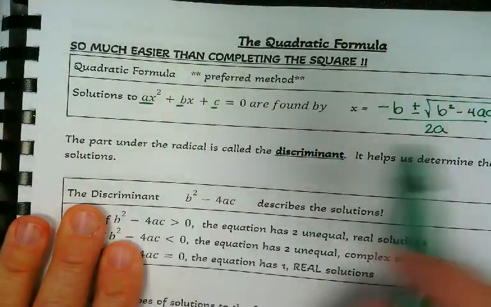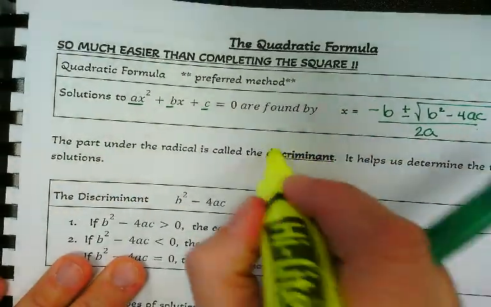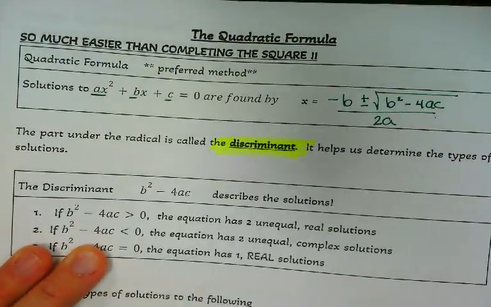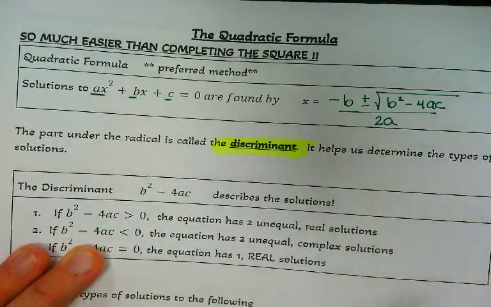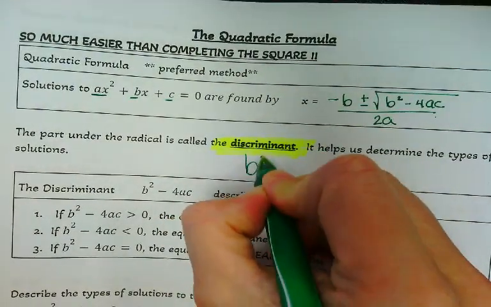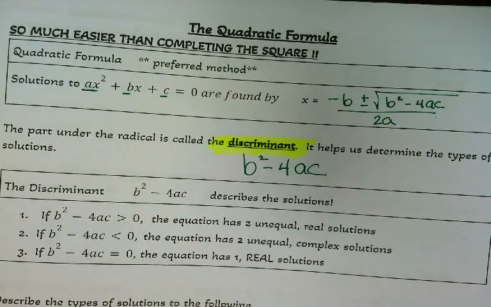All right, so first thing we have to understand is that the part under the radical is called the discriminant. Okay, so we're going to kind of break this down. We're not actually solving anything yet. The part under the radical is called the discriminant. So if I look at what's under the radical, that discriminant is b squared minus 4ac. That is the part under the radical.